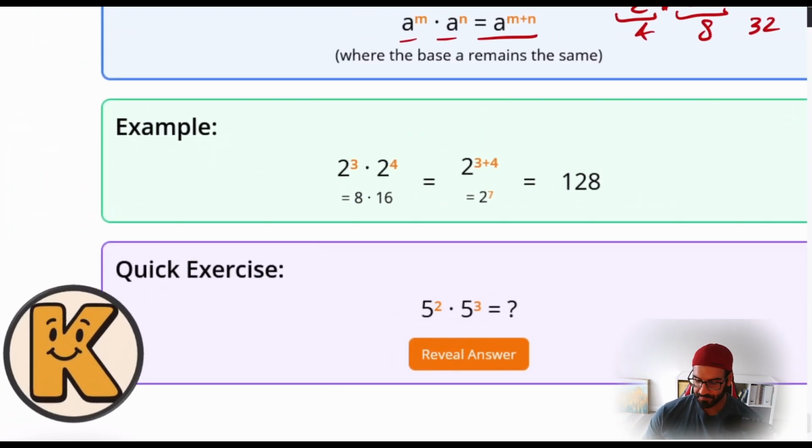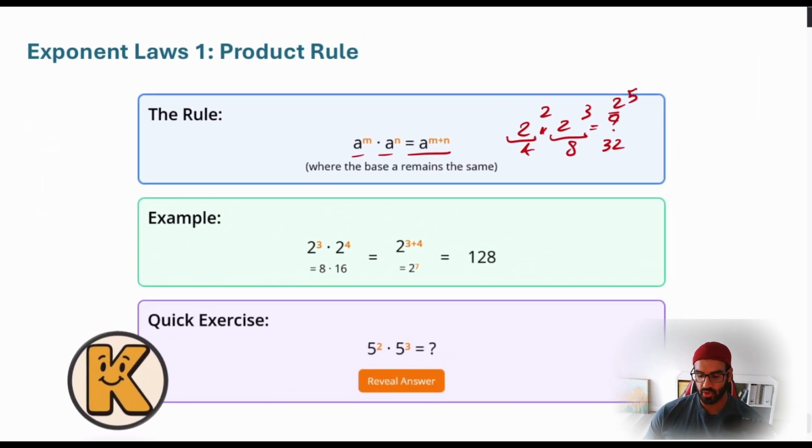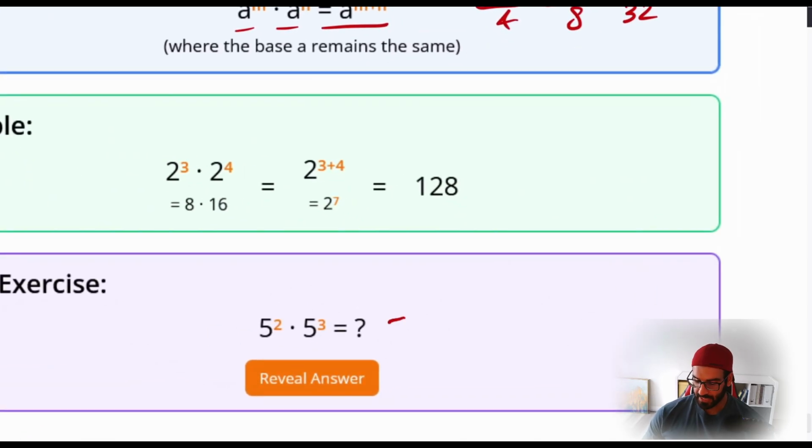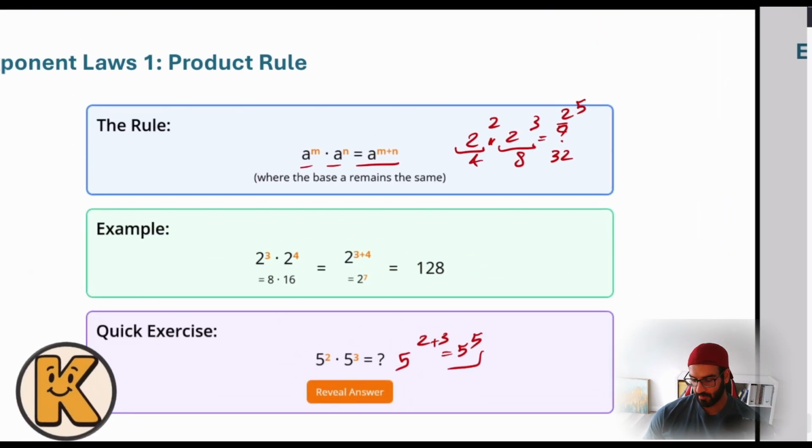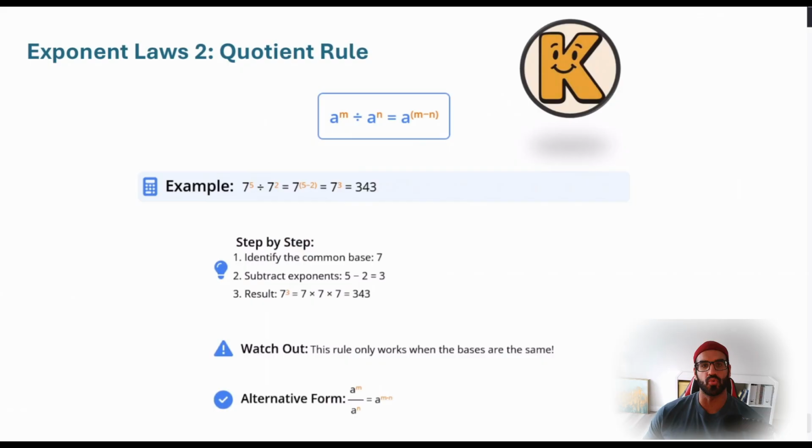Okay, so now let's have a question for you. 5 to the power 2 times 5 to the power 3. Just stop the video, think about it, look at the whole scenario and the rule that we have, and try to solve it. I believe you did it right. 5 to the power 2 multiplied by 5 to the power 3 means that I have to keep the base, add exponents, and I have 5 to the power 5. Easy. Product rule.